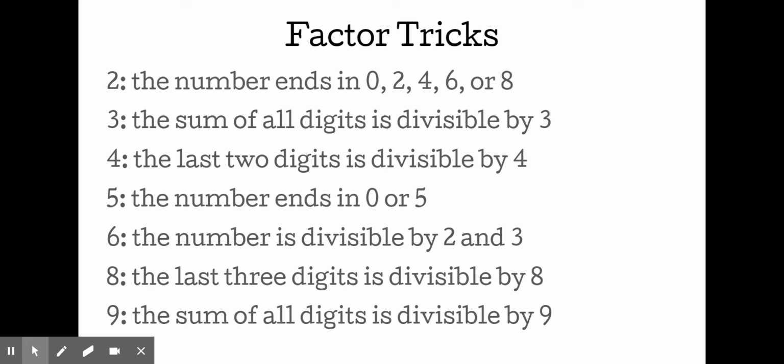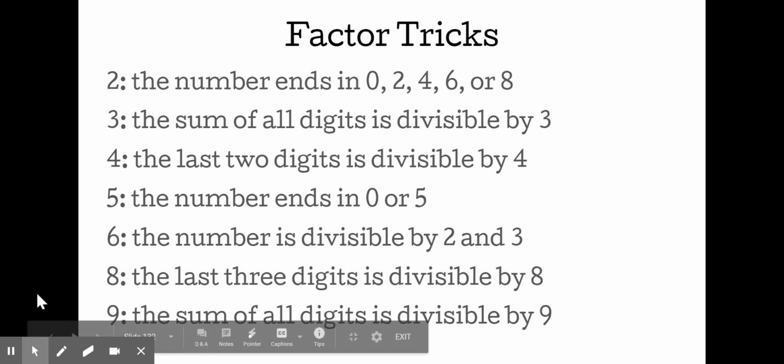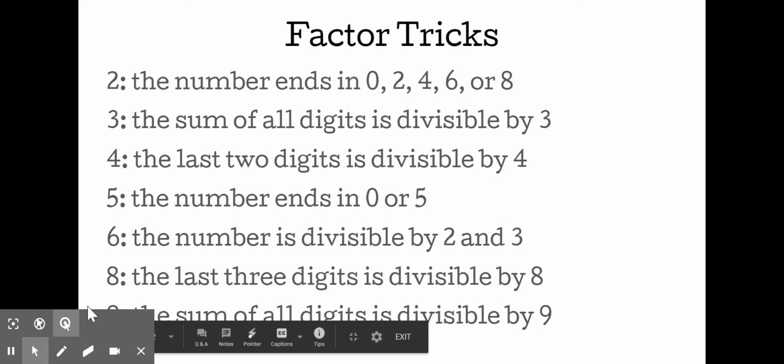So remember, these are tricks. These are not things that you have to use. You can always just go back and do it the old-fashioned long way and divide to find out. Basically, you're looking for numbers with no remainders. Okay, so that's the end of activity 1.